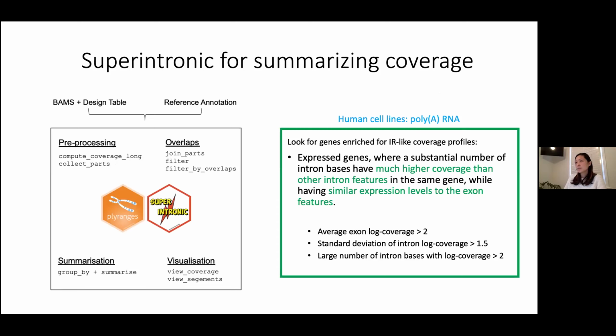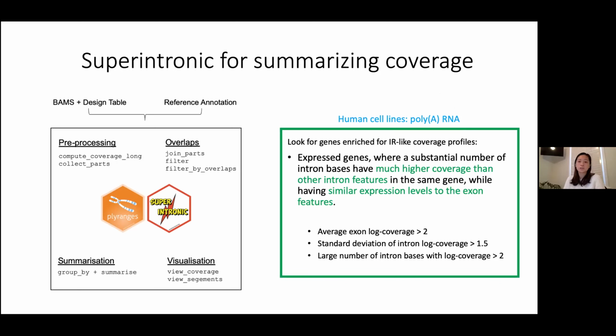So we also have this Superintronic software, which I'm not going to go into details for the interest of time, which looks at BAM files or aligned reads. And what we do is we select for genes that have a substantial number of intron bases that are much higher than other introns. So we still take into account that most of the intron signal comes from pre-mRNA. We don't just pick out any intron signal and say, well, that must be intron retention.